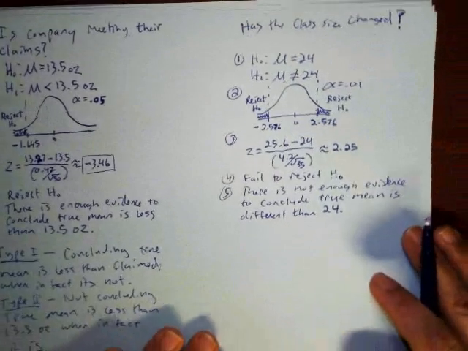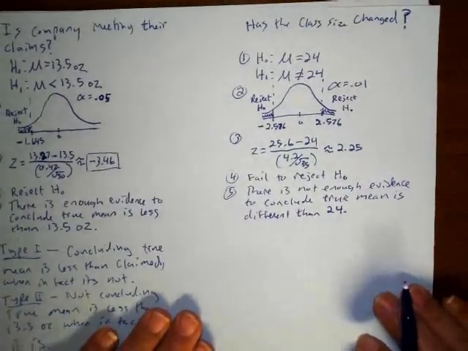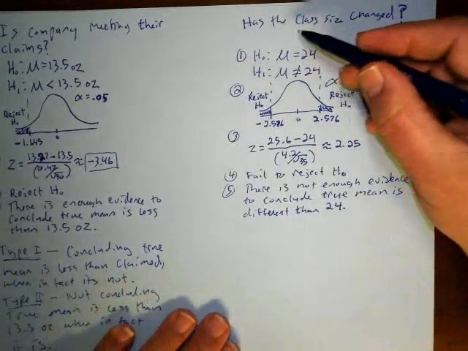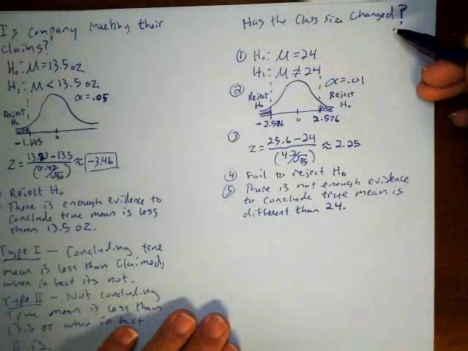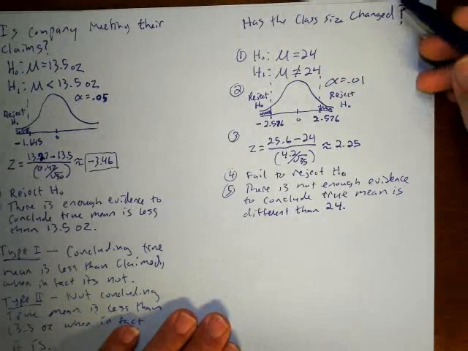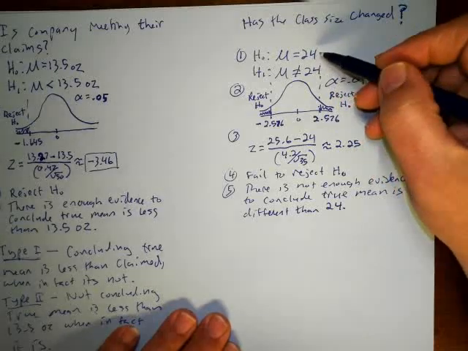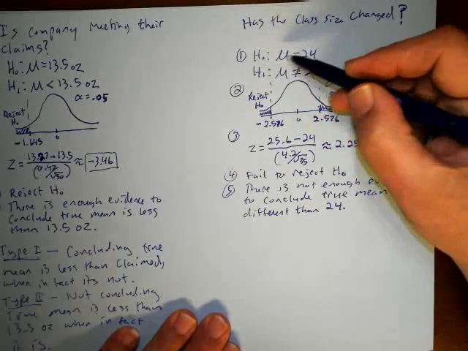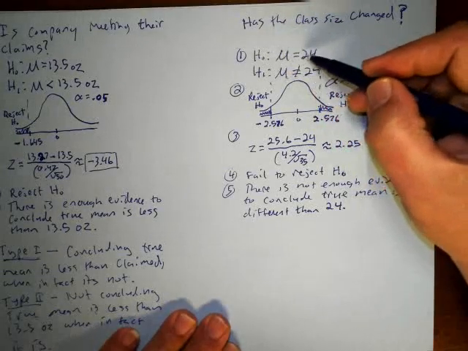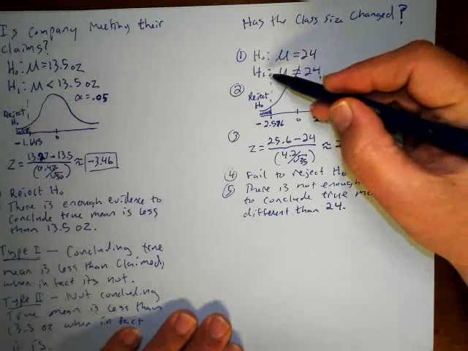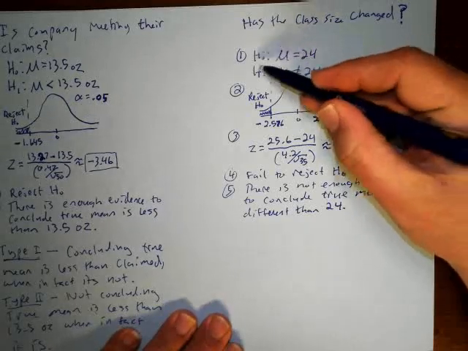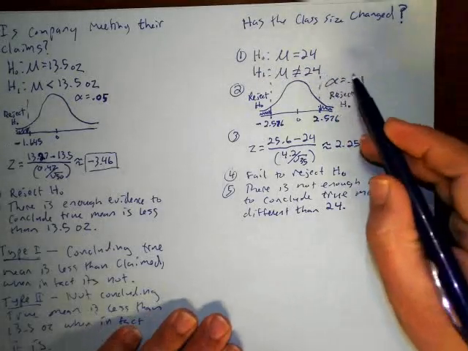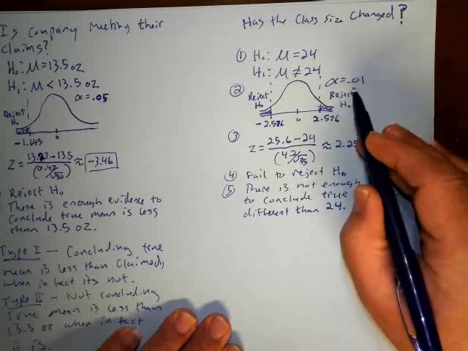So let's look at the second one. This was the second example that we did, when we were asking whether the class size had changed. Okay, so 5 years ago, the average class size was 24, and so that's our hypothesized mean. The null hypothesis assumes that there is no difference: the true mean is equal to 24, and then we wanted to see if we could reject that in favor of the alternative, that the true mean is different than 24. And we performed this at the 0.01 significance level.